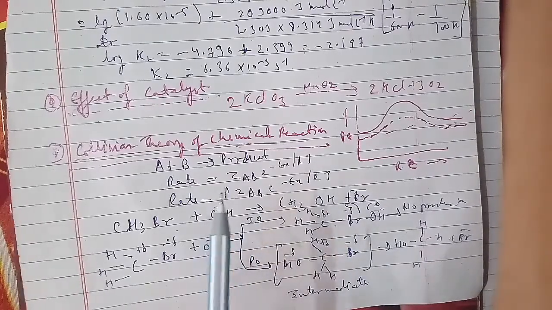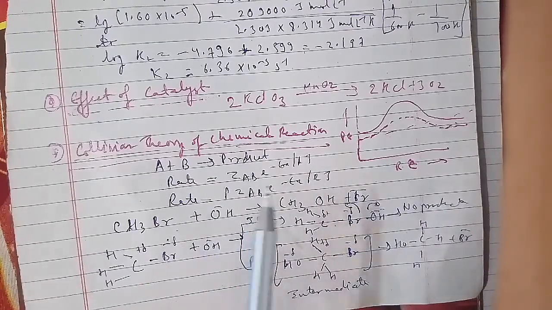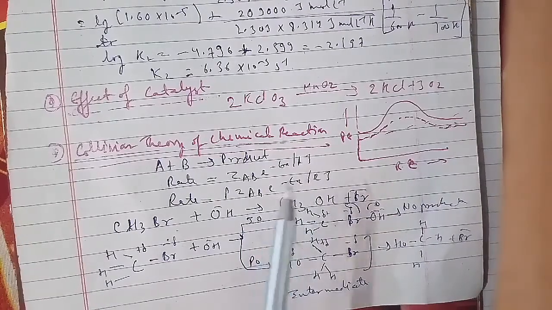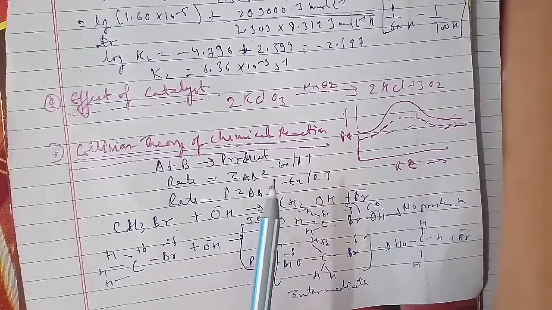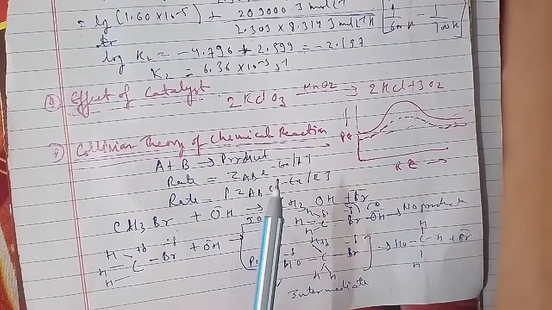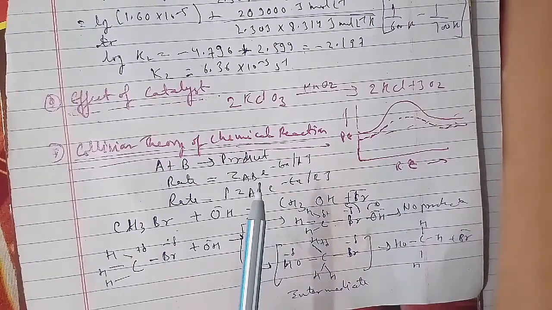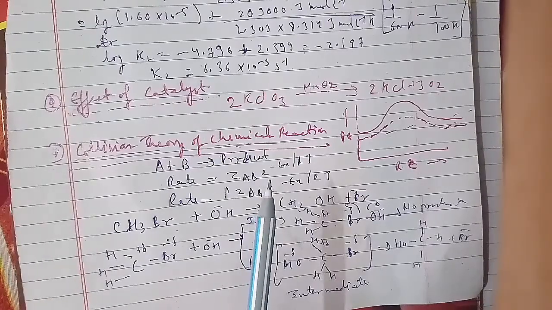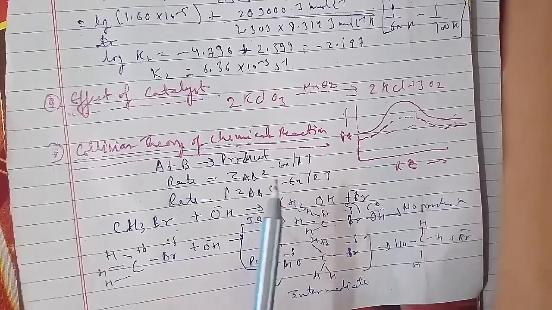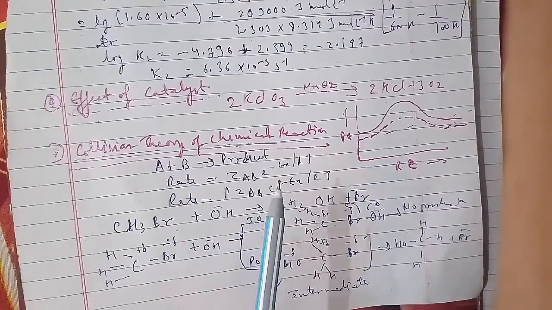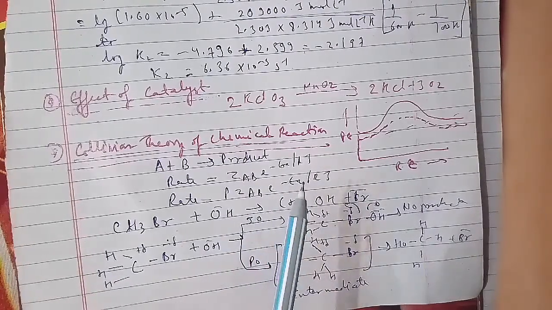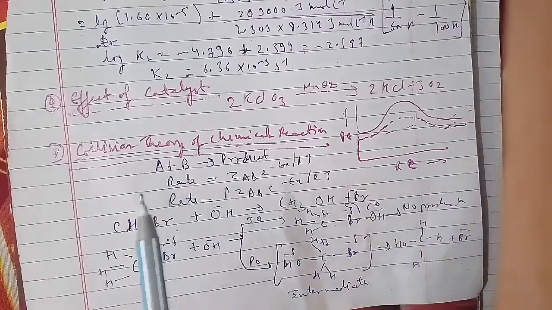Now the question: the decomposition of NH3 on platinum surface is a zero order reaction. What are the rates of production of N2 and H2 if k equals 2.5 × 10⁻⁴ mol L⁻¹ s⁻¹? Another question is the decomposition of dimethyl ether, which leads to the formation of CH4, H2 and CO, and the reaction rate is given as rate equals k[CH3OCH3] to the power 3/2.